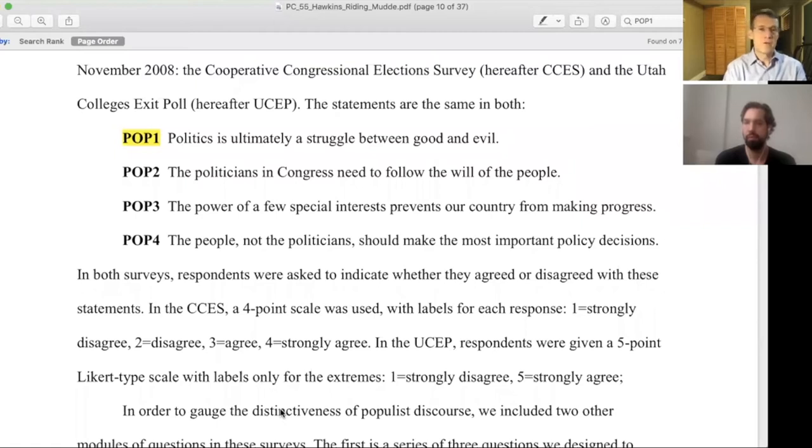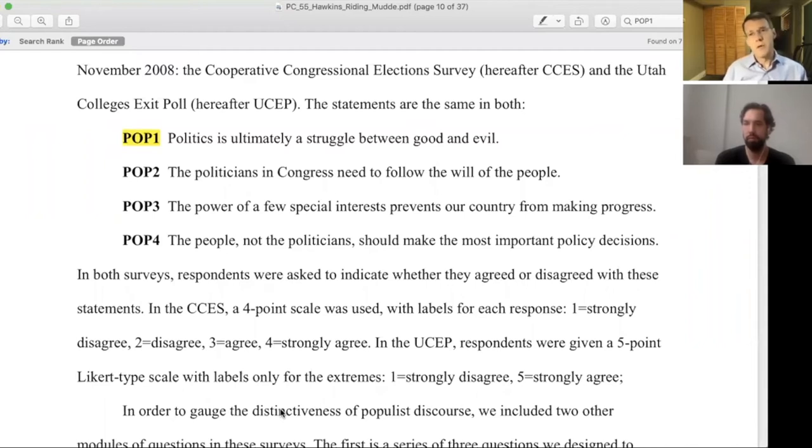And so that was what was happening. Populist sounding phrases that tended to include more than one element, the good people and the bad elite. And where we did separate things out, POP 1 is an instance of this, where we just kind of tried to get this Manichaean quality of the populist idea, that politics is ultimately a struggle between good and evil. We don't say what the good and evil are.